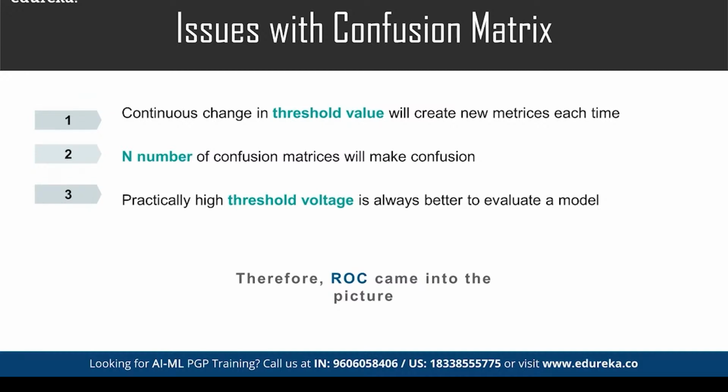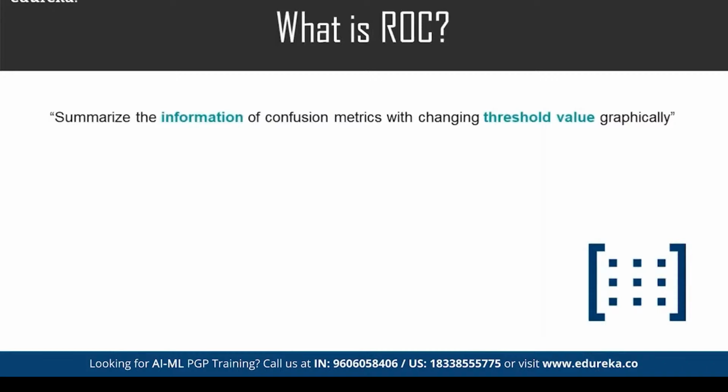And practically, a high threshold value is chosen for training the model, and it is also often used for evaluating the better model. So that is why ROC, another metric, comes into the picture. We are going to see what that ROC is. It summarizes the information of confusion matrices with changing threshold values. With ROC we have a curve, and as we change the threshold value, we see such an ROC. Let me tell you what that ROC is.